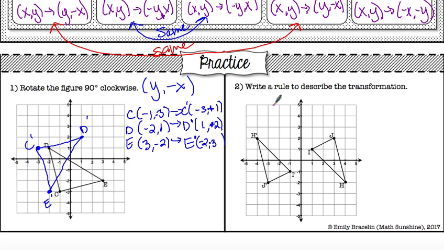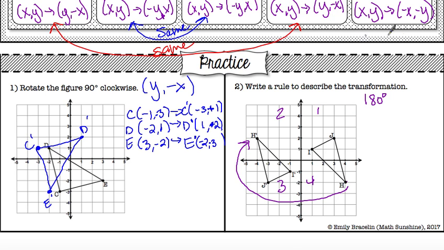And here is the final example. It says write a rule to describe the transformation. If you're not sure what's happened, I think that this figure has turned around because it doesn't look like it's flipped over. So I could count how many quadrants I've moved the figure. It looks like if I went in the clockwise direction, H has gone from being in quadrant 4 to being in quadrant 3 and then 2. So I have moved 2 quadrants, which is 180 degrees.